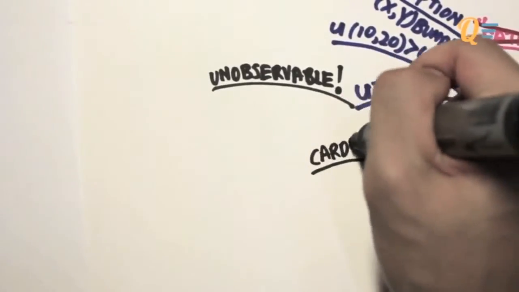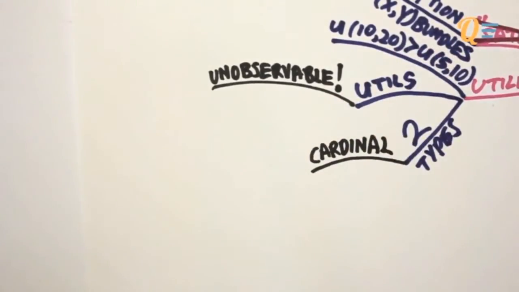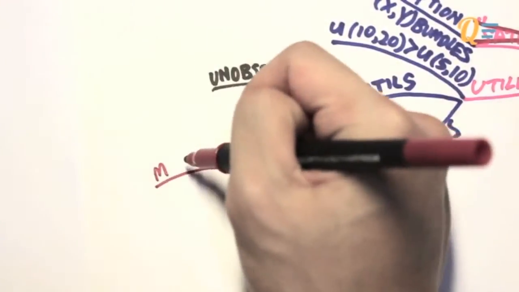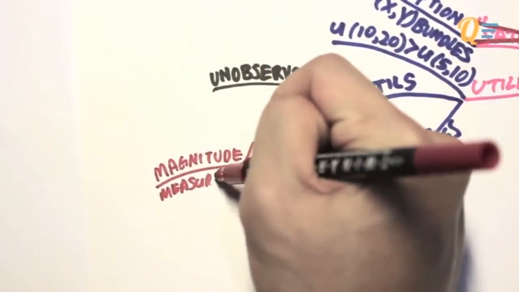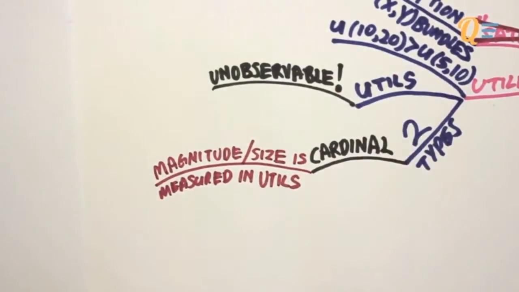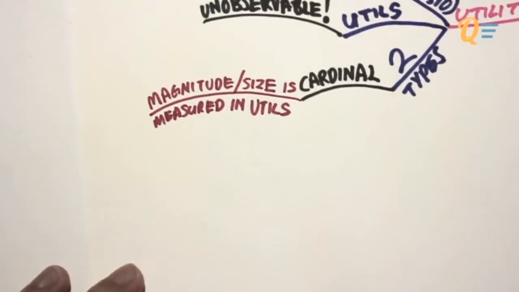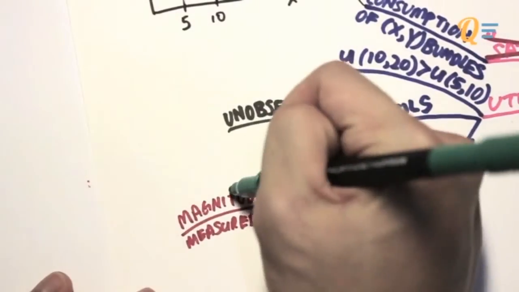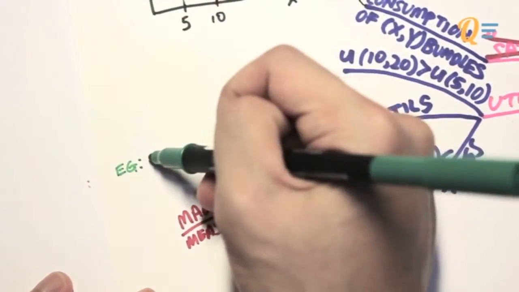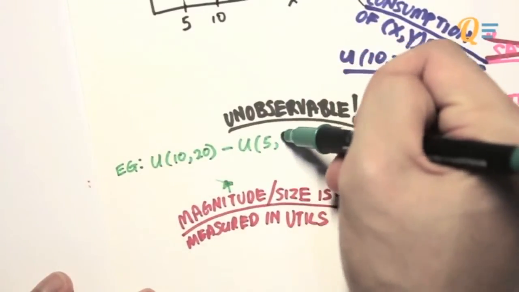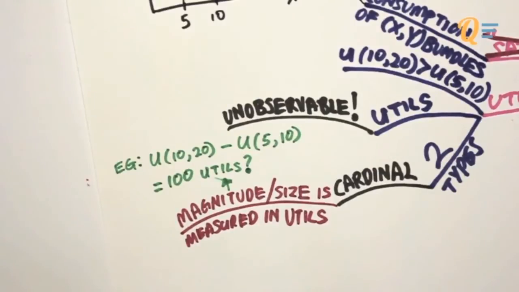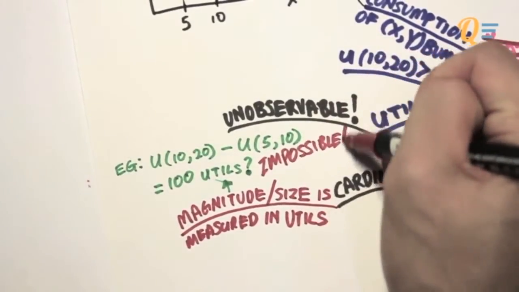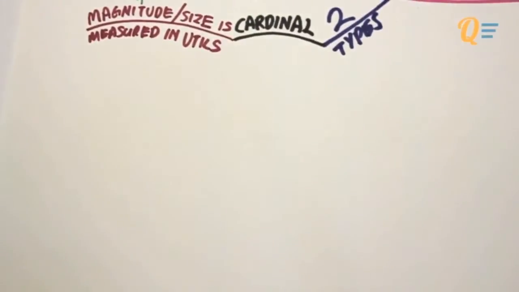Now, the first type of utility is called cardinal utility. Well, using cardinal utility for economic analysis might not be that realistic because it actually measures the magnitude or size of utility in terms of utils, which we mentioned is unobservable. So using cardinal utility to analyze an economic situation would be something like this. If I take the amount of utility from having 10x and 20y and I minus that by the utility of 5x and 10y, I should have 100 utils. Is this possible? It is not. How do you measure that?